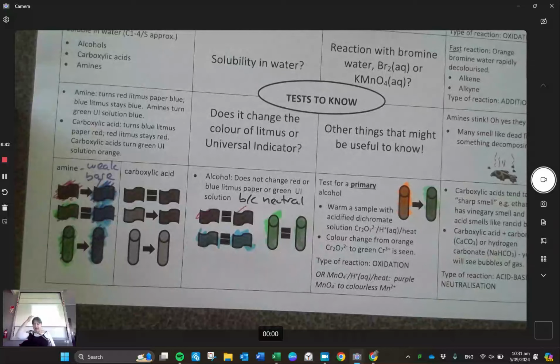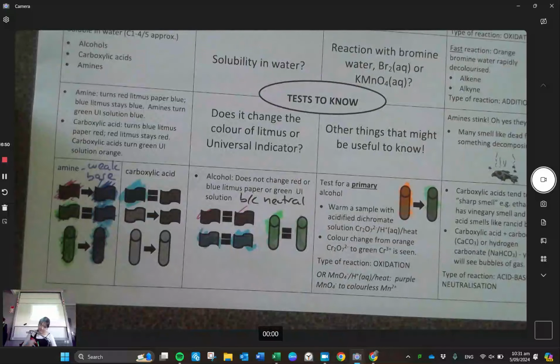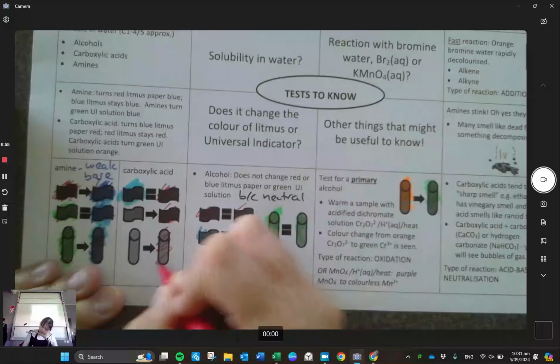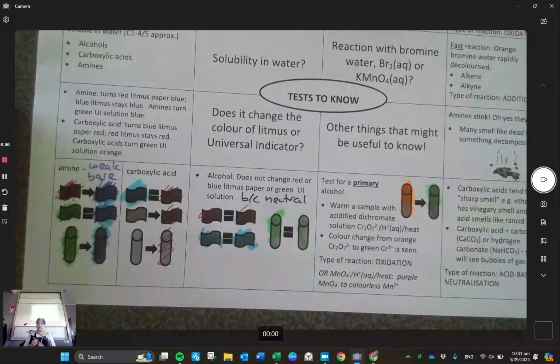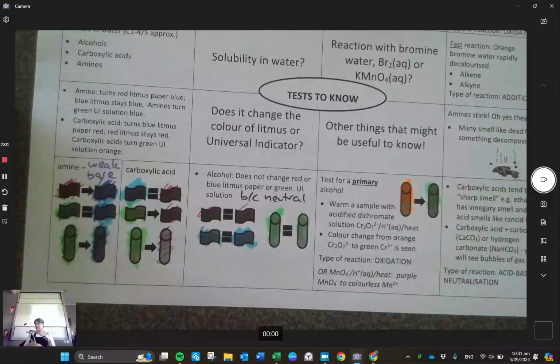And then carboxylic acids, remember they are acids. So blue litmus will turn red. Green to red. It's the other one. All right, there you go. That's everything. There are SciPad pages that tie onto those if you want to practice those reactions.